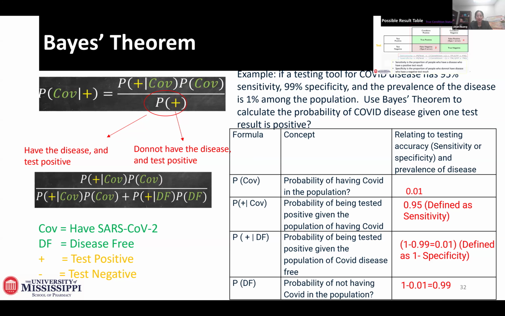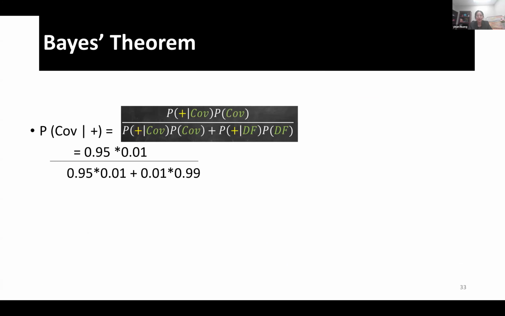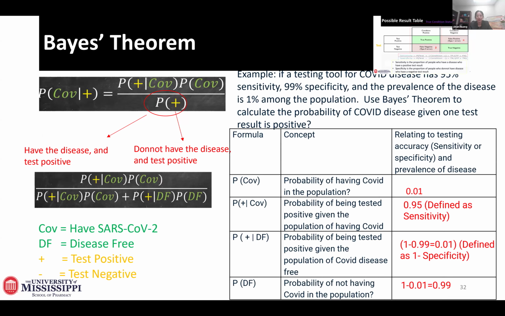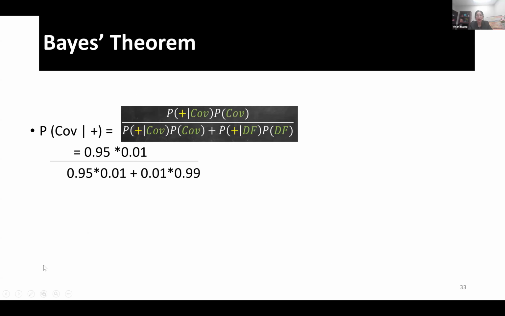With all this, we can solve the equation here. To summarize, we can use this information to calculate the probability of having COVID disease given the testing result is positive. What did you get?